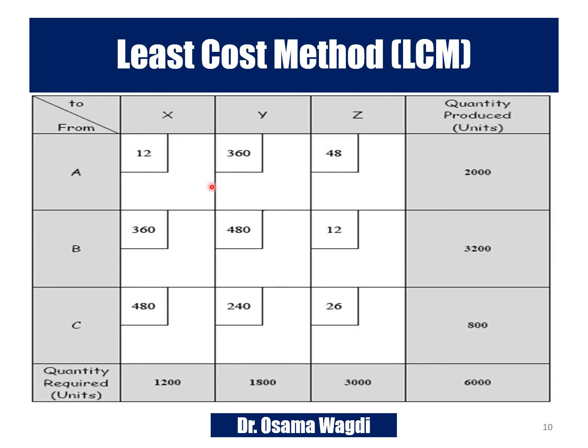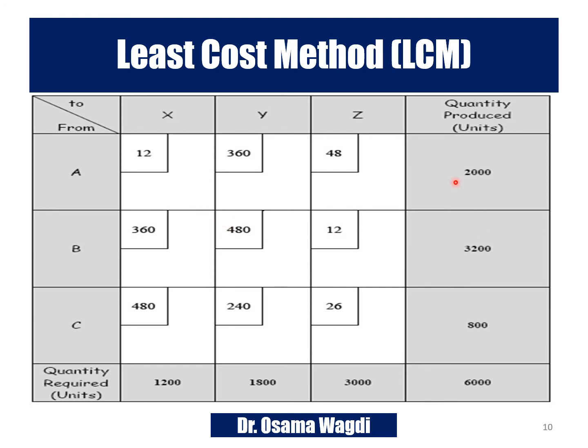Now we will solve it according to the least cost method, which means that I will choose the smallest or the least cost in dollars through these numbers. But there is a problem. We have two small numbers, 12 in cell AX and 12 also in BZ. How can I choose from this cell or this cell?